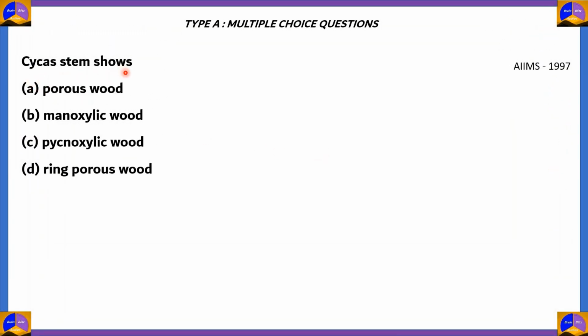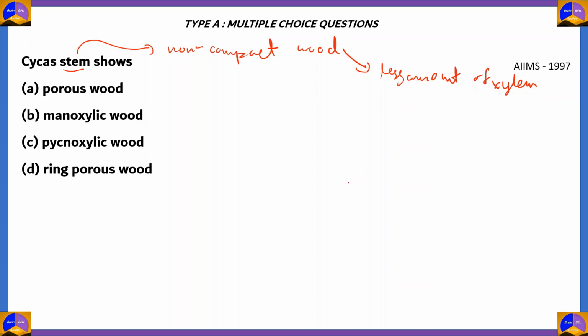Cycas stem shows A. Porous wood, B. Monoxylic wood, C. Pycnoxylic wood, and D. Ring porous wood. Let's look at this question. Now, the stem in Cycas shows a non-compact wood with less amount of xylem. Let's look at each of our options.